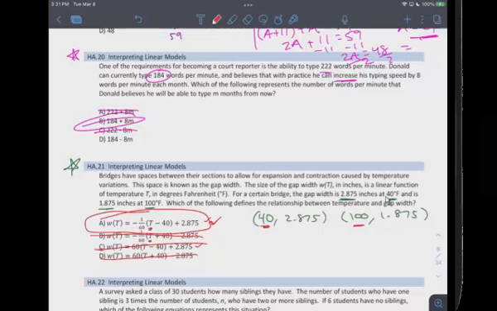So again, this is another argument against the SAT. You can get the right answer without knowing how to solve it, just because you know how to eliminate choices that don't work. Now, if you were going to solve this, what you could do is find the slope between these two points.